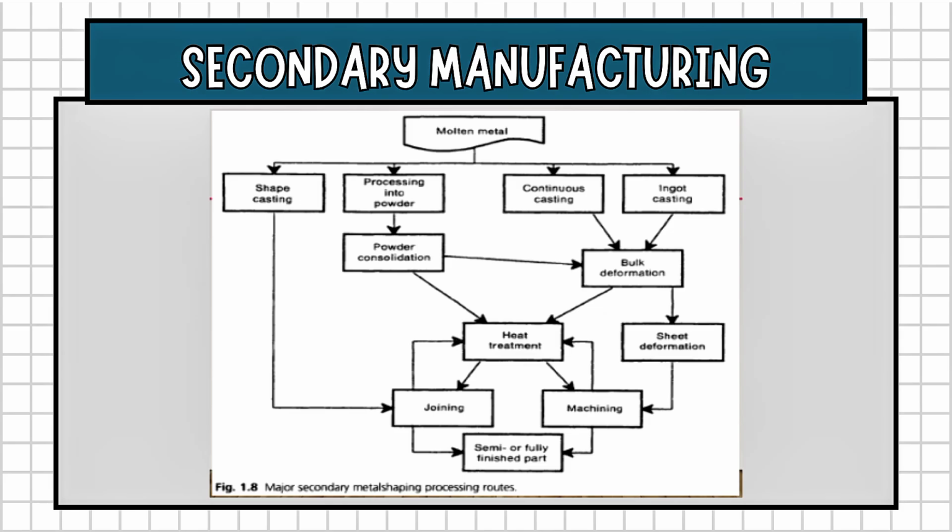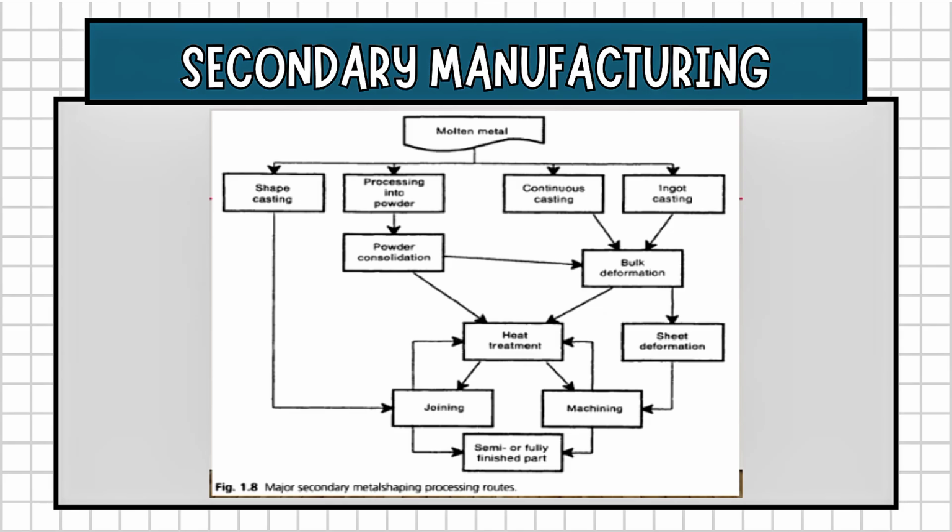One route is directly through shape casting. Here, the molten metal is poured into molds to form near-net shape parts. This is ideal for complex geometries that would be expensive or difficult to achieve through other methods. After casting, the part may undergo joining, machining, or may proceed straight to becoming a semi or fully finished part.